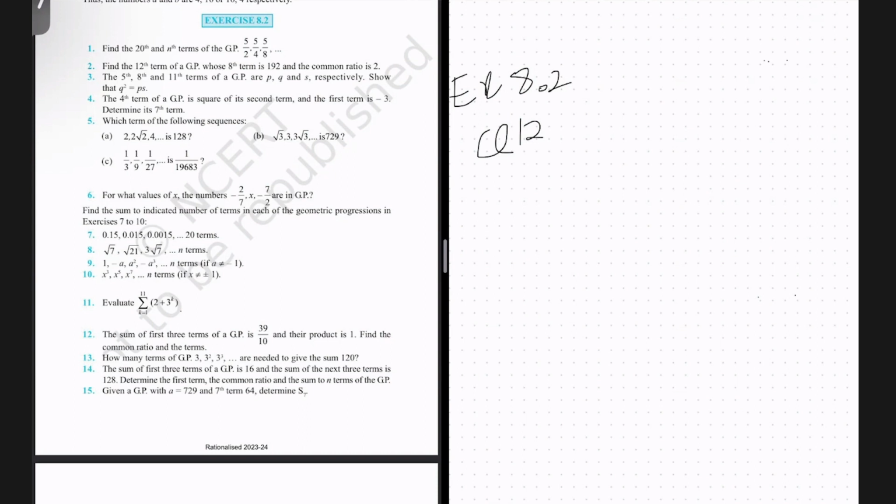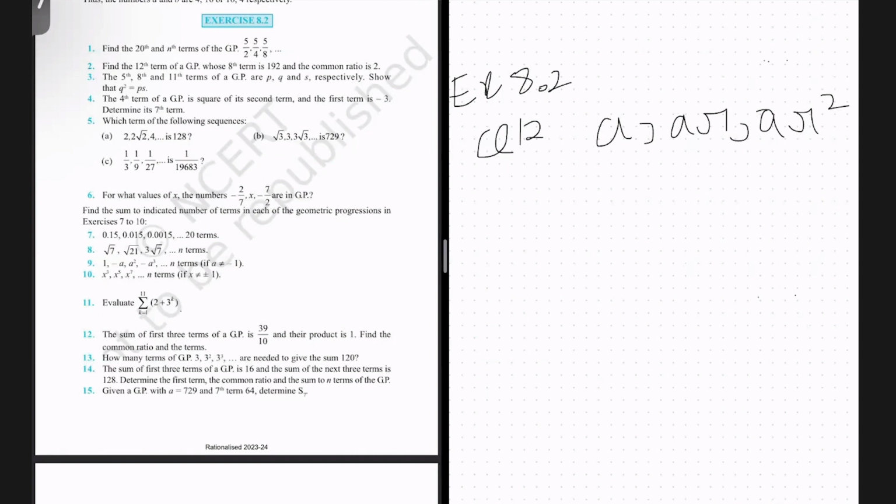So whenever you have questions of this sort, you might be inclined to take the first 3 terms of the GP as A, AR and AR square, right? But this is not going to be very helpful for you, because you have 3 terms. Then you should take the terms such that the common ratio R gets cancelled, and you find out one quantity of the term very quickly, right?